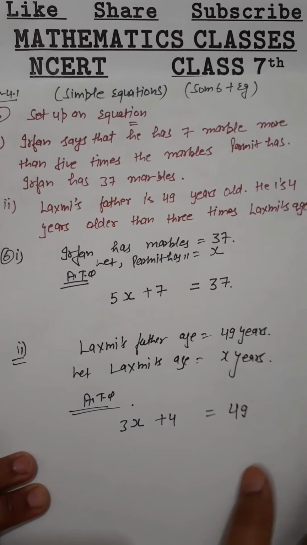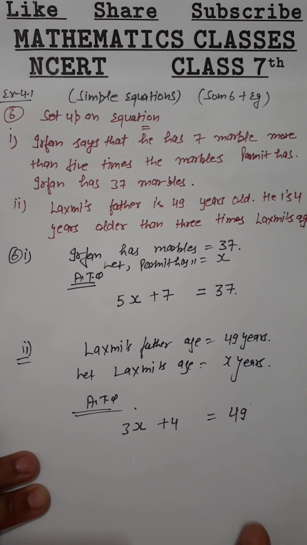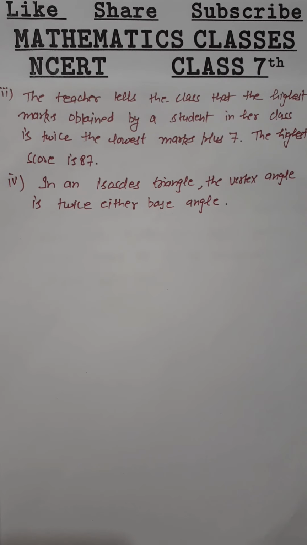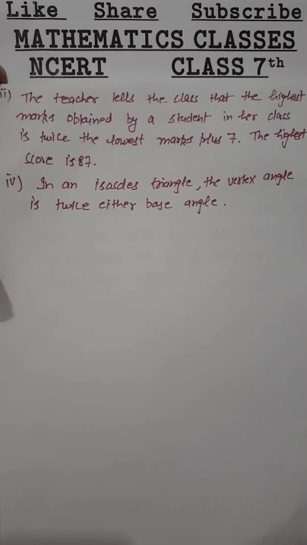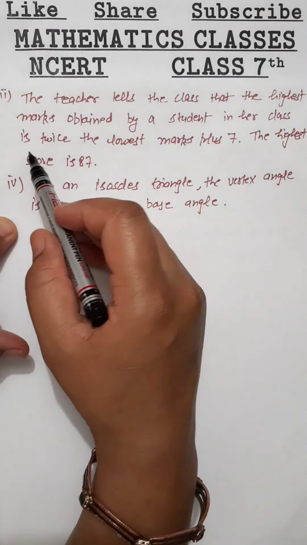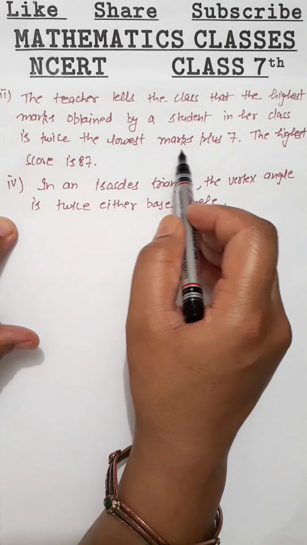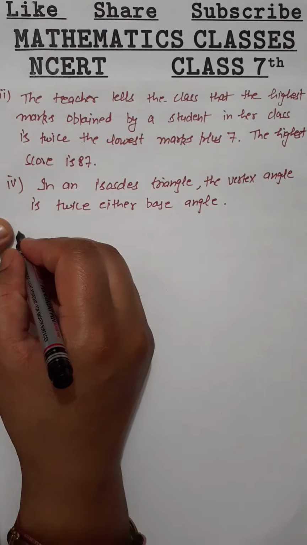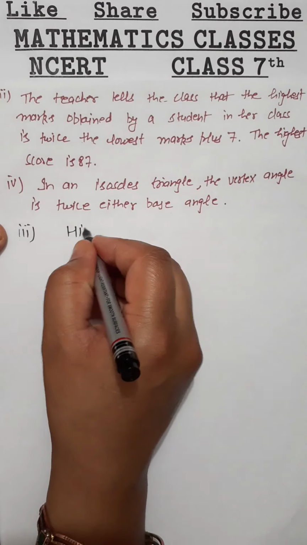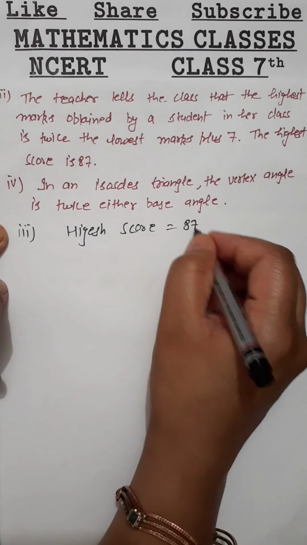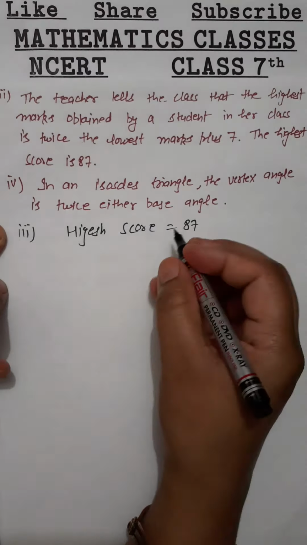After it, part third. The teacher tells the class that the highest marks obtained by a student in her class is twice the lowest marks plus 7, and the highest score is 87. Write down: highest score equals 87. We put it on the right side.